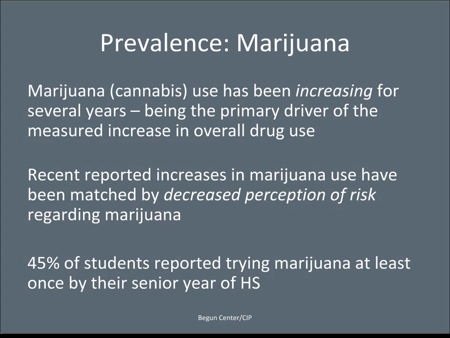But with society going in one direction, certainly our youth are saying, well, it's not that dangerous. And as that perception drops, that is always matched by an increase in actual use. And we can really take a look at some of the trends, looking back into some of those prevalence studies that support that. 45% of students reported trying marijuana at least once by their senior year of high school. So almost half of kids who have made it to their senior year in high school have tried marijuana.